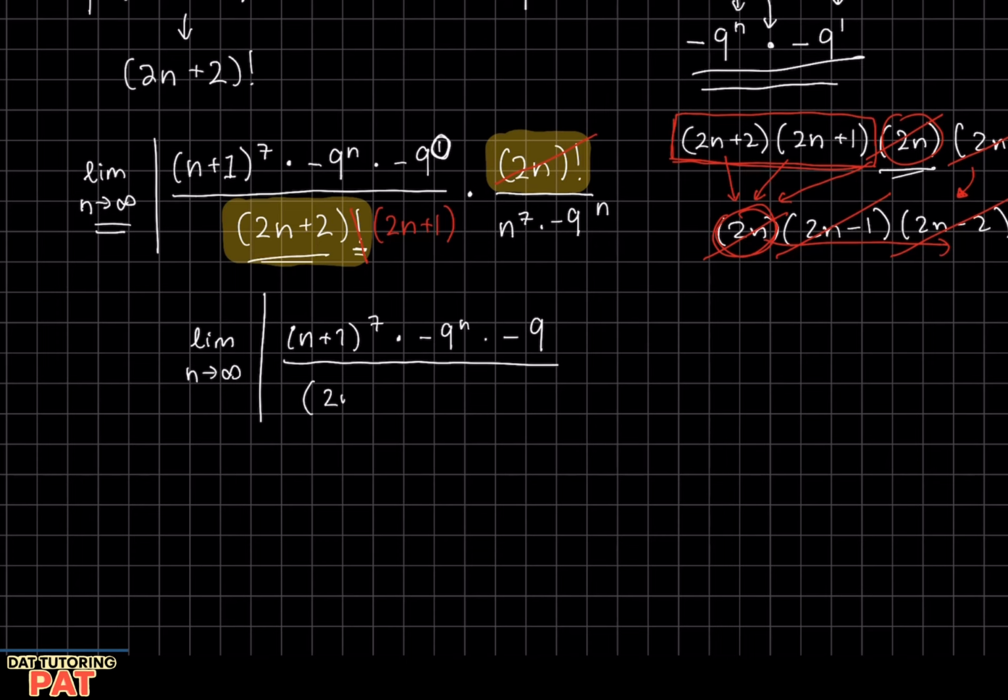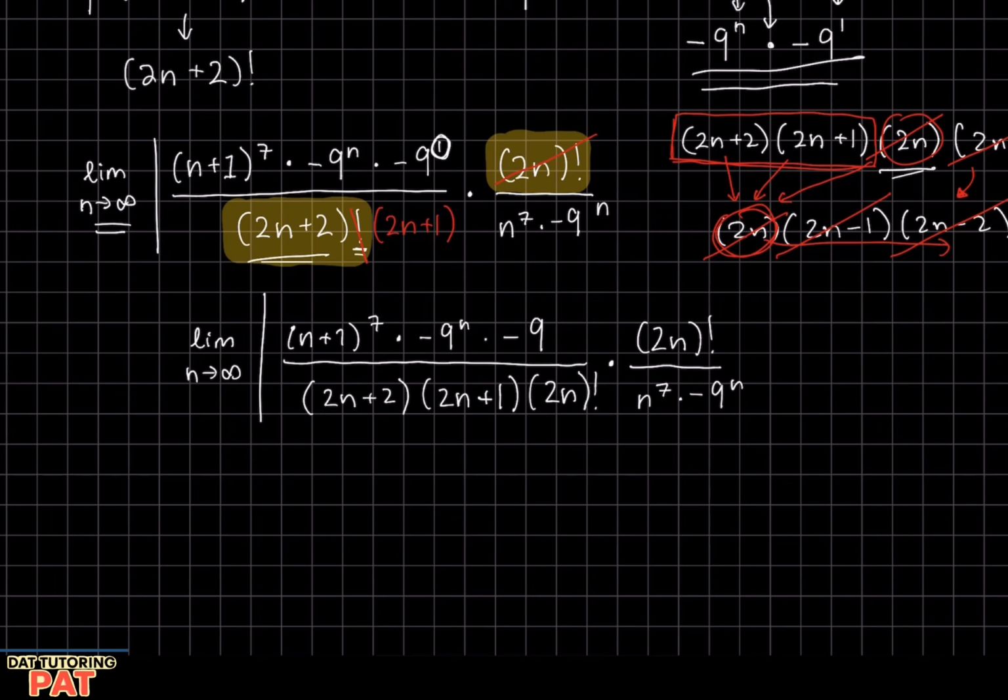We're going to have our 2n plus 2, 2n plus 1, and then our 2n. And then we're going to have our 2n here. This is all factorialed, I guess, but we know what we're going to do with that.